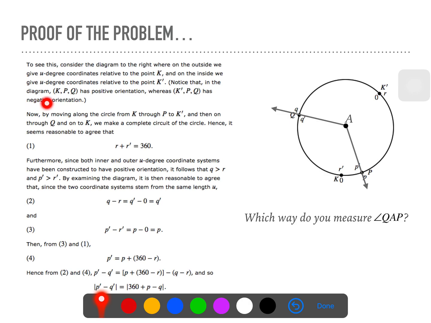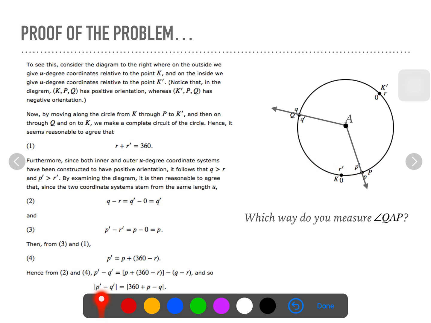Notice in the diagram, KPQ has a positive orientation, whereas K prime PQ has a negative orientation. Now, by moving along the circle from K through P to K prime, and then on through Q and on to K, we make one complete circuit of the circle. Hence, it seems reasonable to agree that r plus r prime is 360.